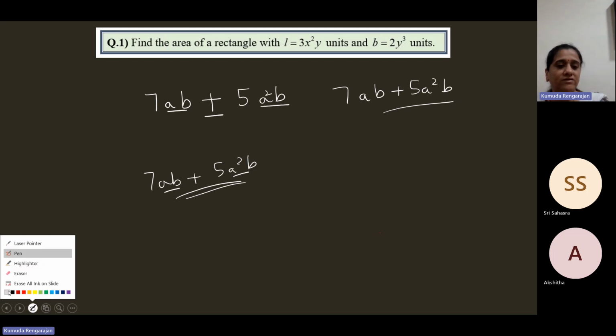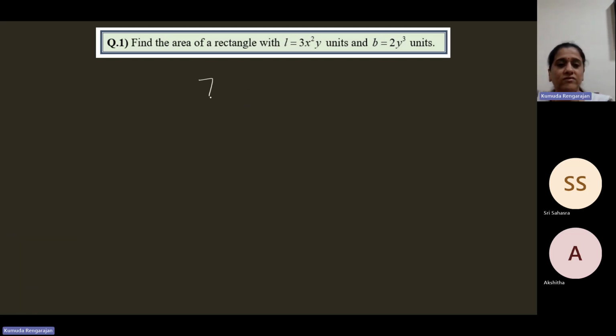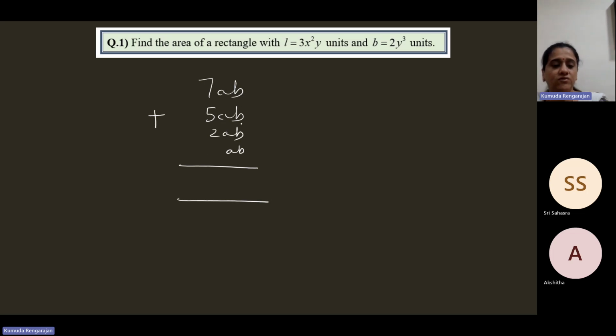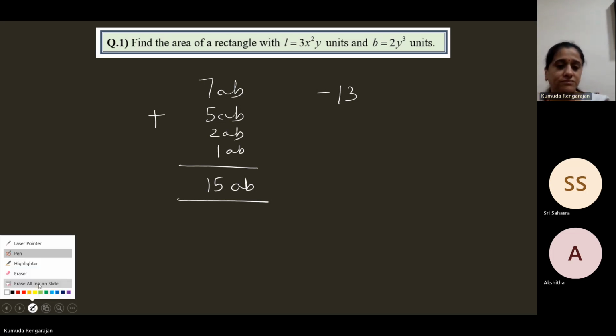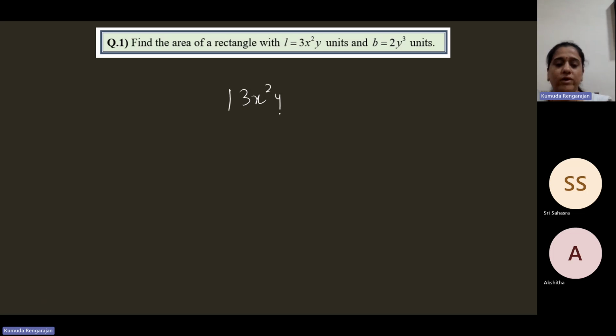And when you add or subtract like terms, so supposing you have 7ab, 5ab, 2ab, and ab, when you add these four like terms, the result is also a like term. So AB will come down as it is: 7 plus 5, 12, 12 plus 2, 14, plus 1, 15, 15AB. Similarly, when you subtract, say you have 13x square yz cubed, and you have 20x square yz cubed. They are like terms.